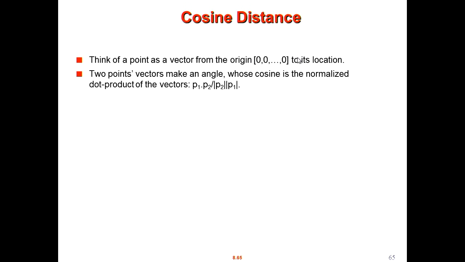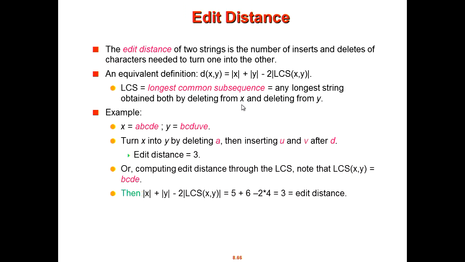Cosine distance is about the angle between two vectors in the vector space. It is the dot product of the two vectors divided by the product of the two vectors' lengths. I don't want to show the details. And this is the edit distance. Edit distance is about the number of operations you need to perform to change one string to another string. An equivalent definition of the edit distance is the length of x plus the length of y minus 2 times the length of the longest common subsequence of the two strings.